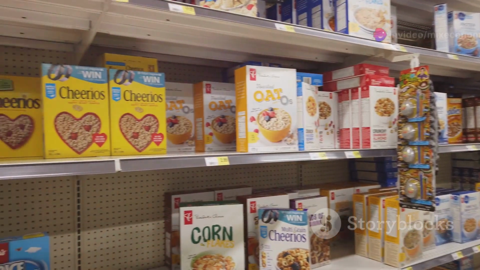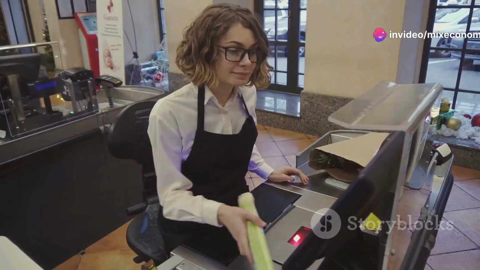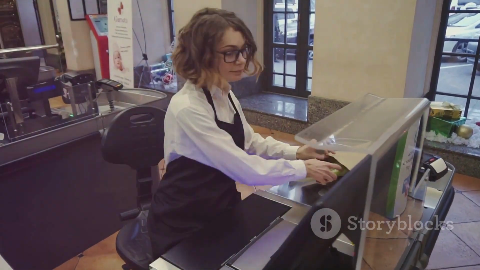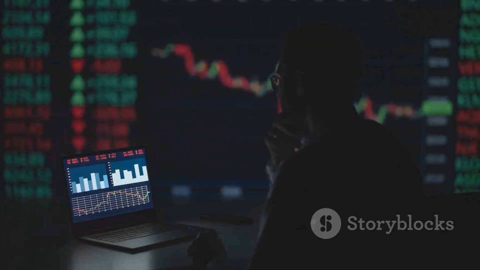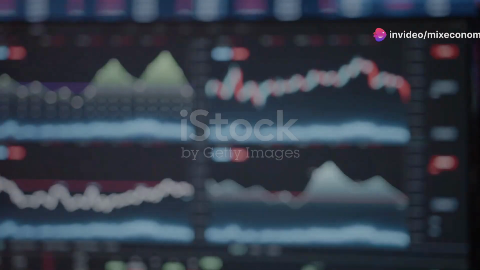For example, the food and beverages group includes cereals, meats and dairy products. The BLS collects price data on each item in the basket from thousands of retail stores. These prices are used to calculate the cost of the entire basket at a given time.